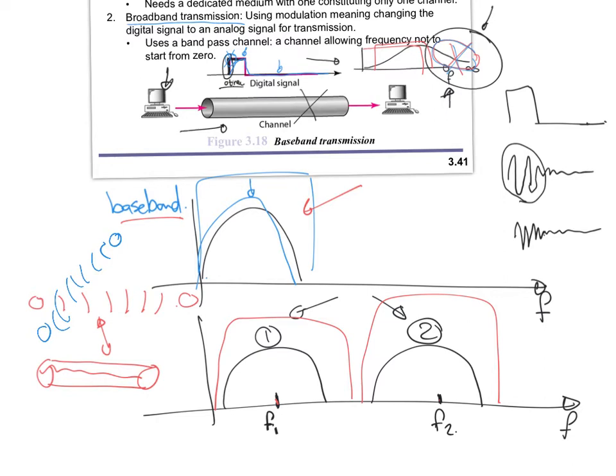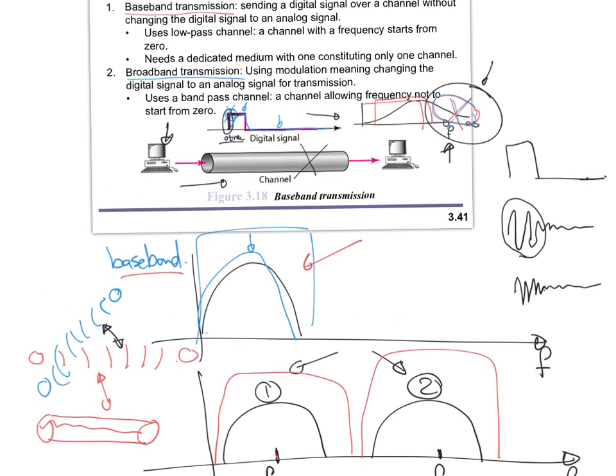So the only way you can have no interference between these two types of communication is if they use what? Different frequency, exactly. They have to use different frequency, and that only happens in the case of broadband.